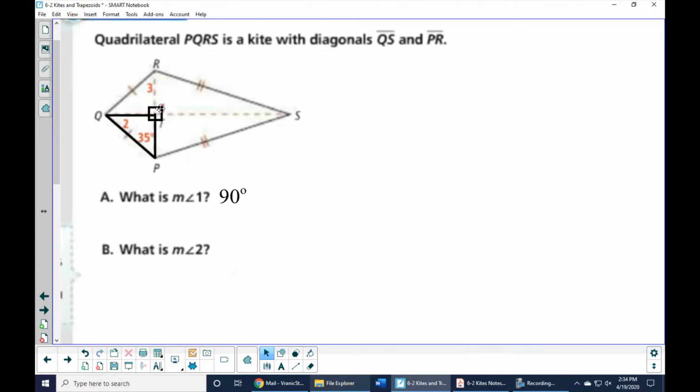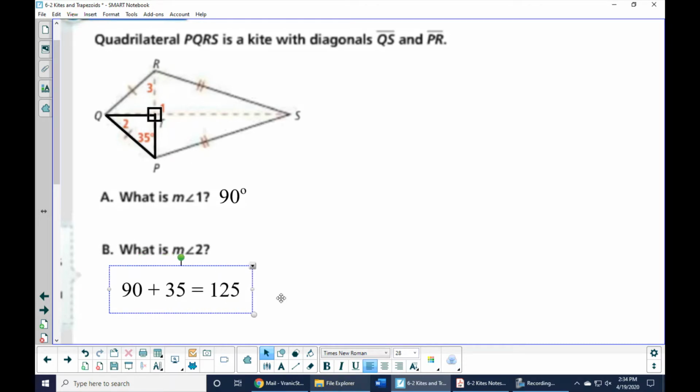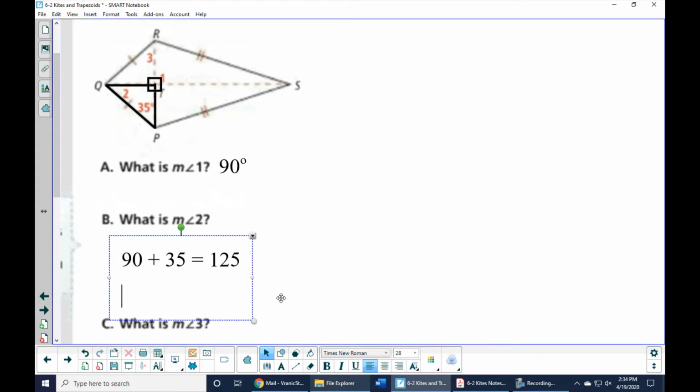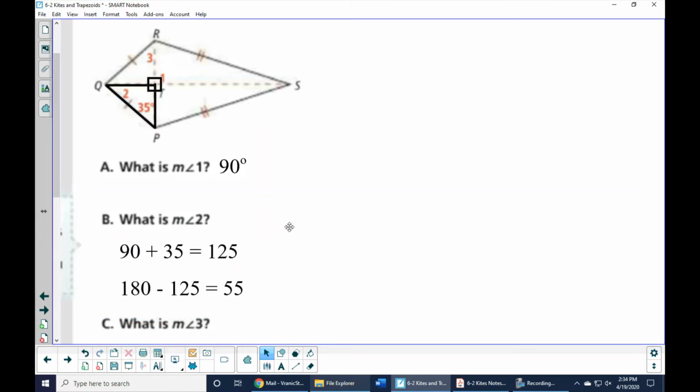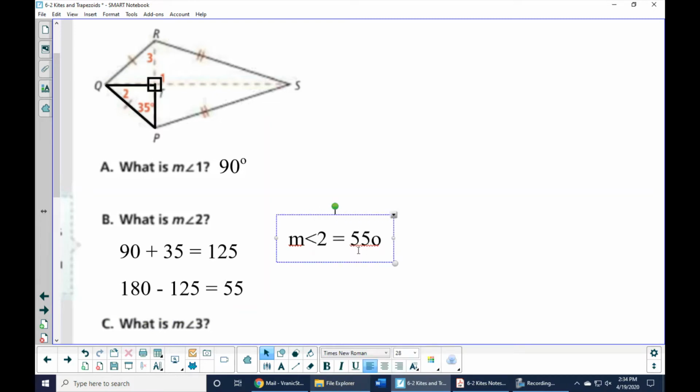So, if we know all of these angles in here are right angles, that means if we have a triangle that adds up to 180, we're going to take 90 plus 35, the two angles that we know, and that comes out to 125 degrees. And then we'll take 180 and subtract 125, and that's going to leave us with 55 degrees. So the measure of angle 2 is equal to 55 degrees.